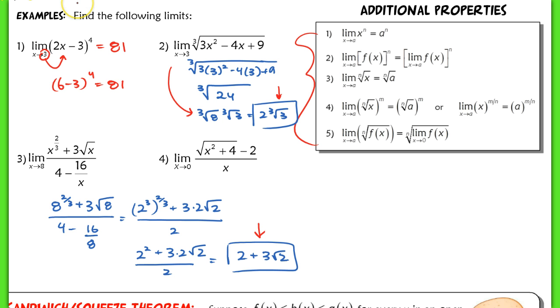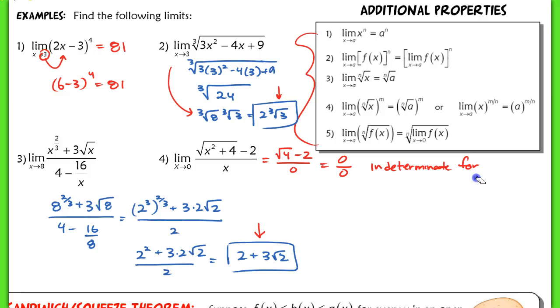Now, in number 4, when I try to plug in x equals 0 into this function here, I end up with the square root of 4 minus 2 over 0. So I end up with 2 minus 2, so 0 over 0. This is called an indeterminate form. Because you can't determine what's happening around the value of 0, because you get 0 divided by 0, it's undefined. So you've got an indeterminate form here, which means we have to do a little bit more work.